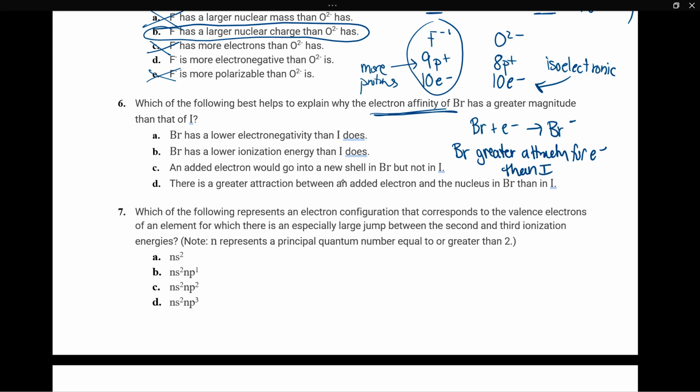So if we think about bromine and iodine, they're in the same column on the periodic table. So that means they're going to have the same effective nuclear charge. What's different is those valence shells are in different shells.